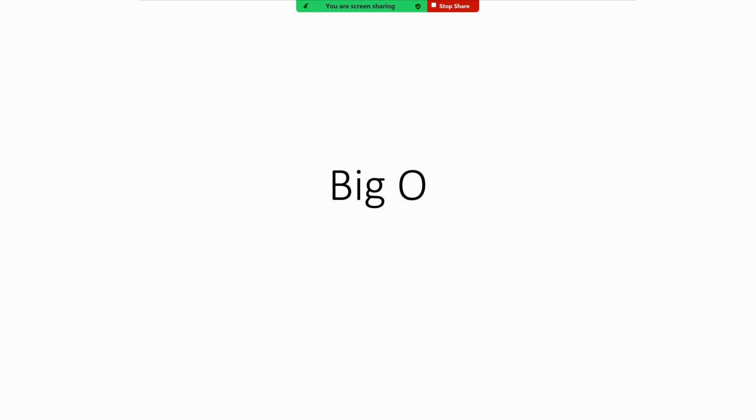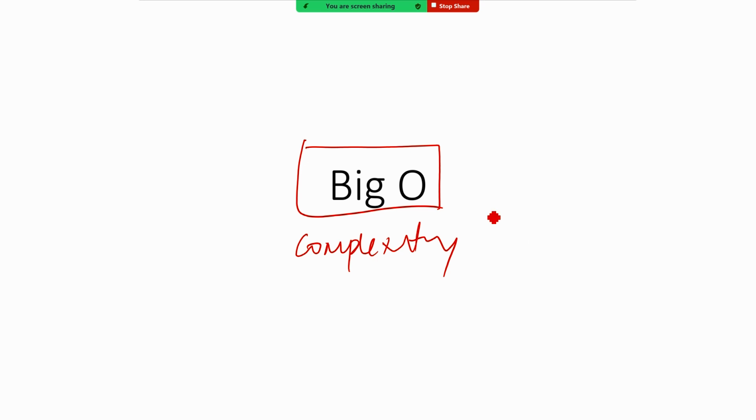The culmination, the summation of our discussion, is something called the big O notation. The big O notation is a mechanism that allows us to track essentially what we call complexity. And complexity can come in two flavors. One is time and one is space.